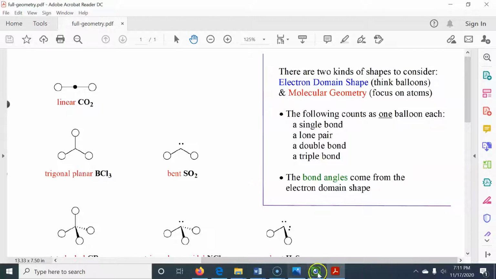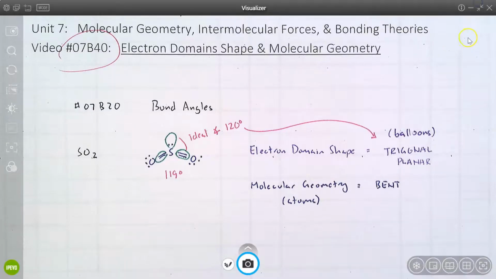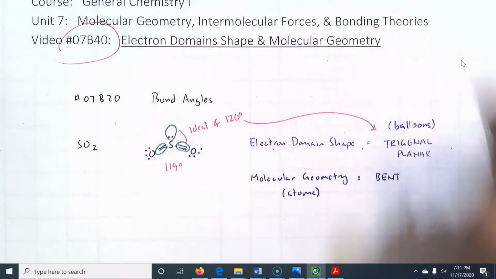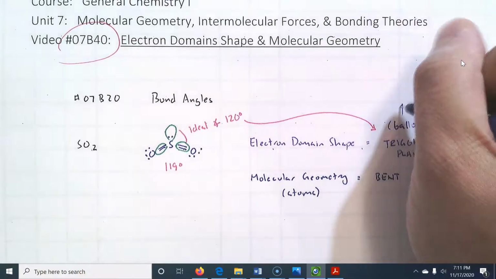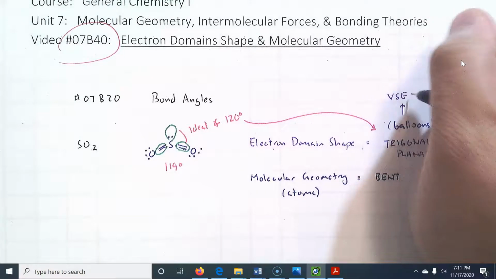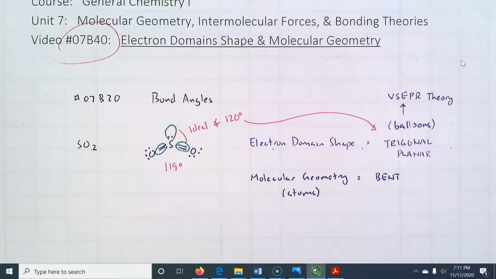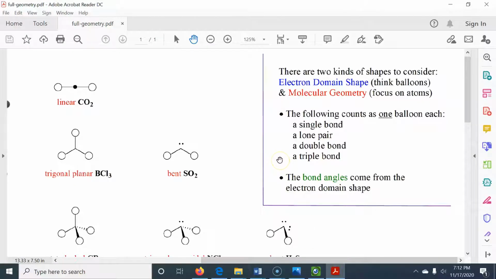Keep in mind that all of this is still based on VSEPR, right? Valence shell electron pair repulsion. So in purple, this shape of the balloons is due to VSEPR theory. Okay, not a big deal. It's just that these terms are connected to each other. Okay, let me show you a couple examples where we have an expanded octet, or another way to say that is hypervalency of the central atom. Okay.